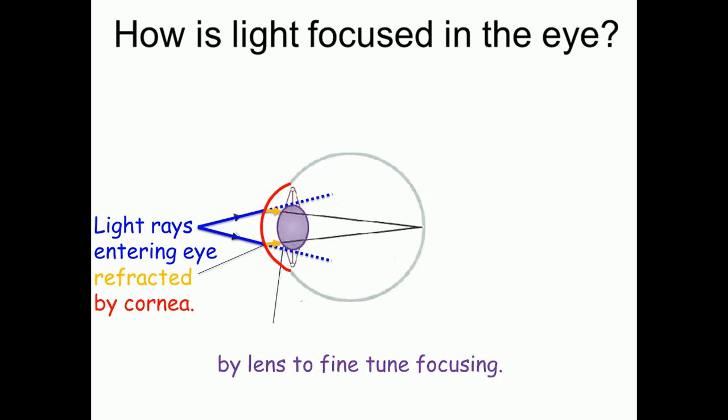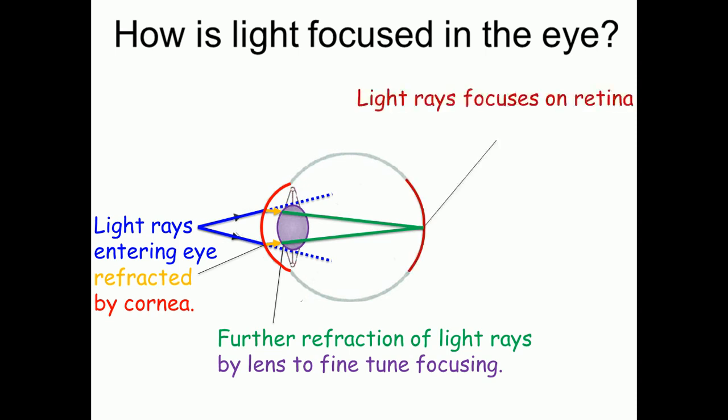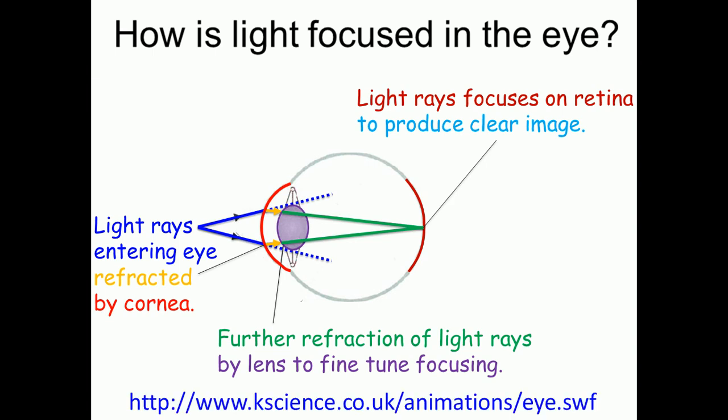The light rays then reach the lens, and the lens fine-tunes the focusing so you could see an image clearly. And it does this through further refraction of the light rays. So light rays are refracted both by the cornea and the lens. And that further fine-tuning of focusing by the lens means that the light rays can focus on the retina. And this produces the clear image that we can see.